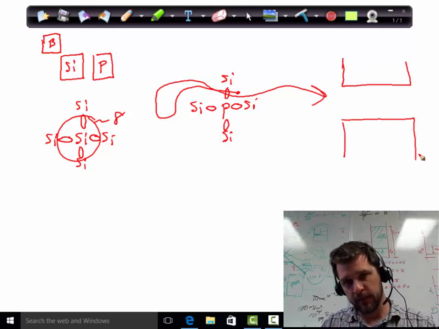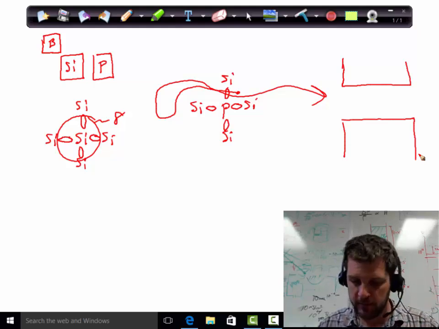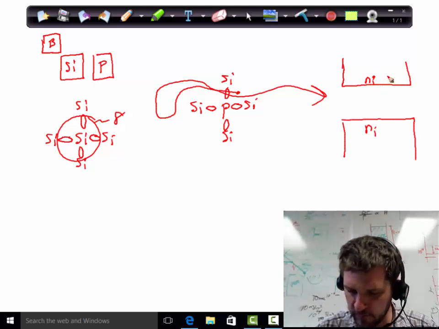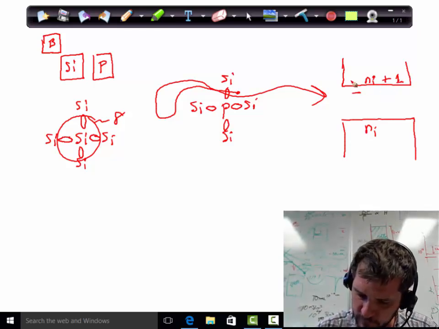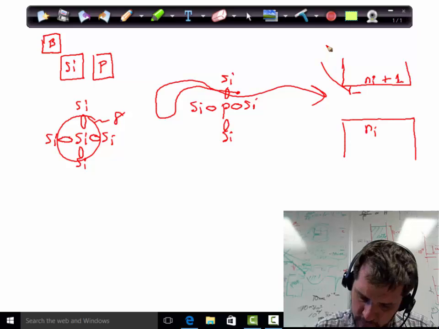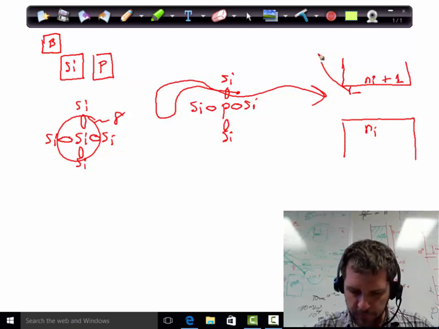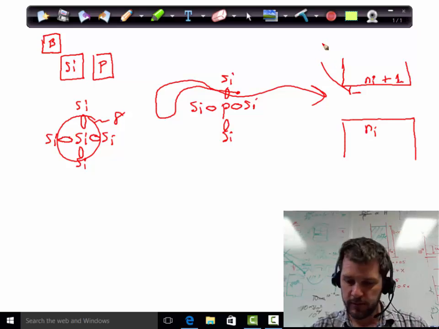So if we took a giant crystal of silicon and we put in one phosphorus per cubic centimeter, we would have Ni electrons in the conduction band, Ni holes in the valence band, plus 1, because we put in just one phosphorus atom. And that phosphorus atom introduces a quantum state which is very close to the conduction band edge. The ionization energy is very small, and we would call this a shallow dopant.